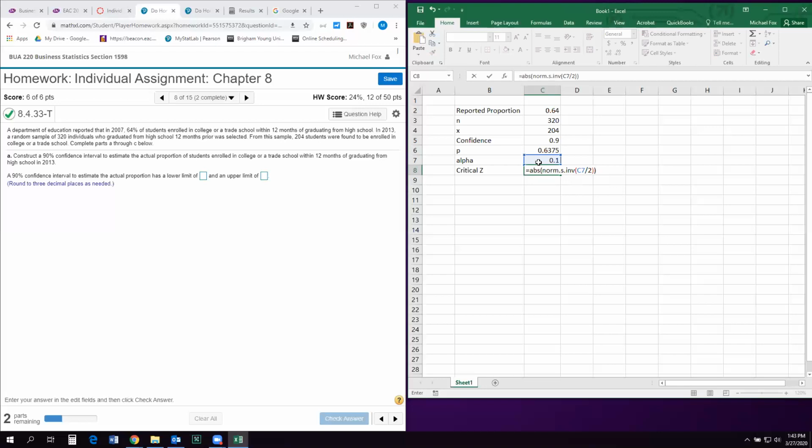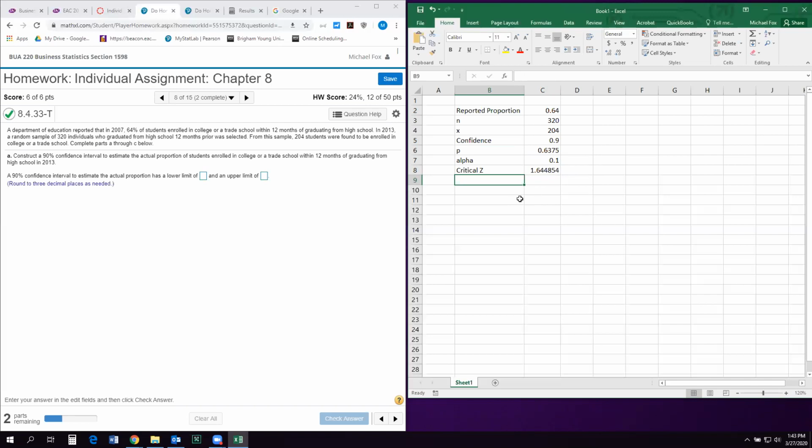Remember, this is a two-tailed test, so it's like a curve. When we're finding the z-score, it's going to be plus or minus a certain amount, and I want to return the positive amount. That's why I use the absolute value of NORM.S.INV of alpha divided by 2. So there's my critical z-score.